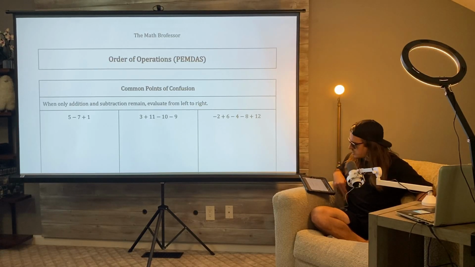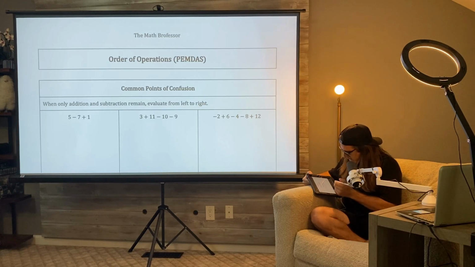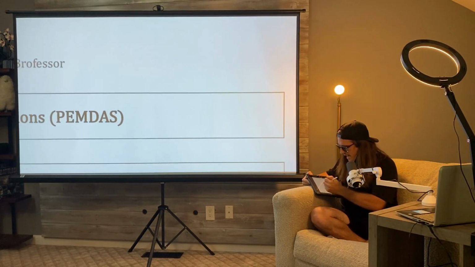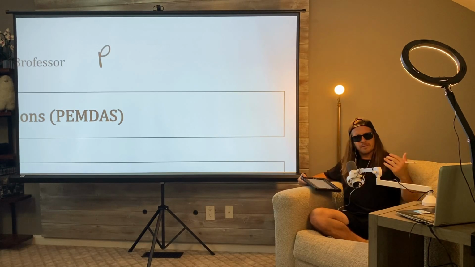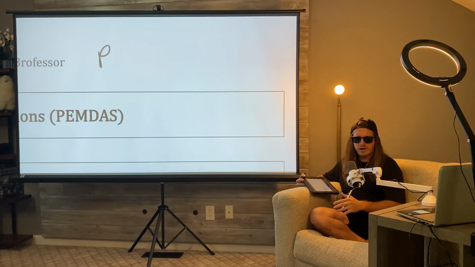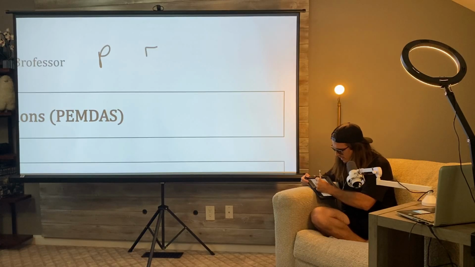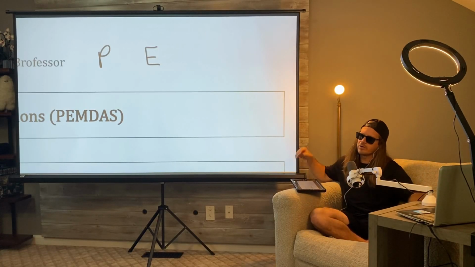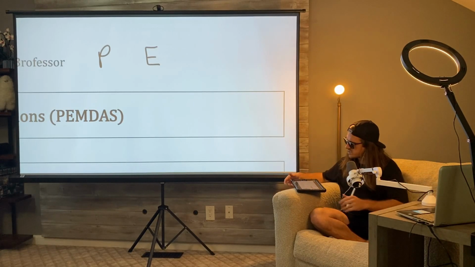Before we get started, I do want to rewrite the acronym a little bit differently here. Technically, the P is its own thing, parentheses, right? That always needs to be done first. And then followed by that is exponents, and that includes roots. We'll see some of those.